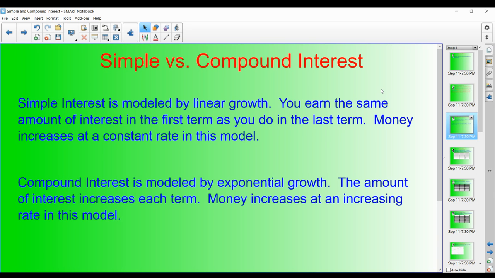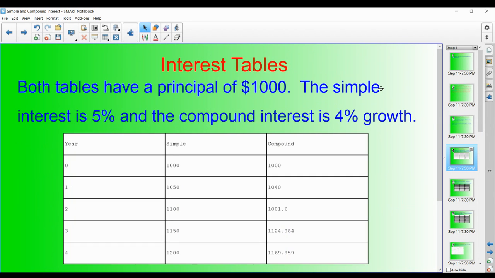We're going to look at an example of a table of 5% simple interest versus 4% compound interest, both with a principal of $1,000. So we start with $1,000 in year zero, and simple interest is increasing by $50 each month. Compound interest, however, is increasing by $40, then $41, then $43, now $45. So it's increasing at an increasing rate. But simple interest in the first 4 years is better.